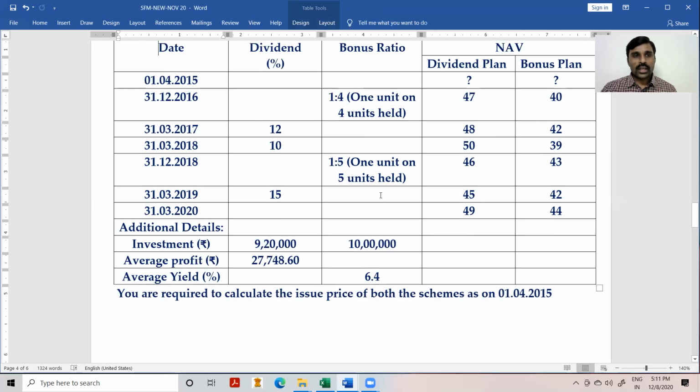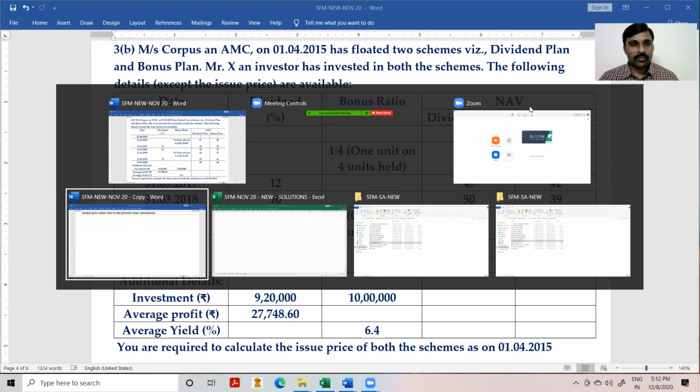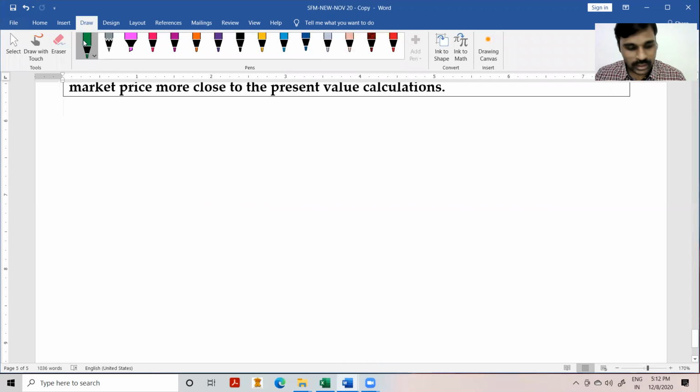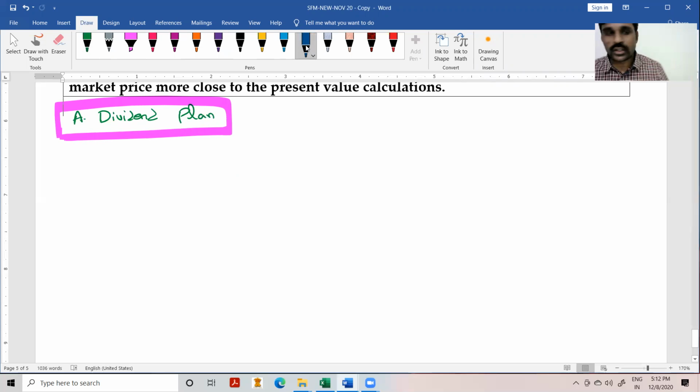So they are asking us to calculate the issue price. They have given the information related to investment, profit, etc., and they are asking us to calculate the issue price. Let me start with the dividend plan. We'll start with the dividend plan, issue price of the dividend plan.